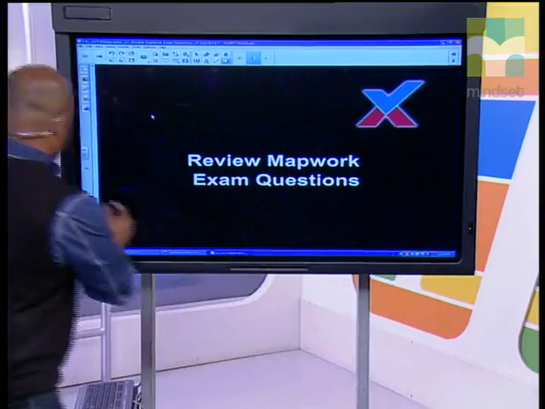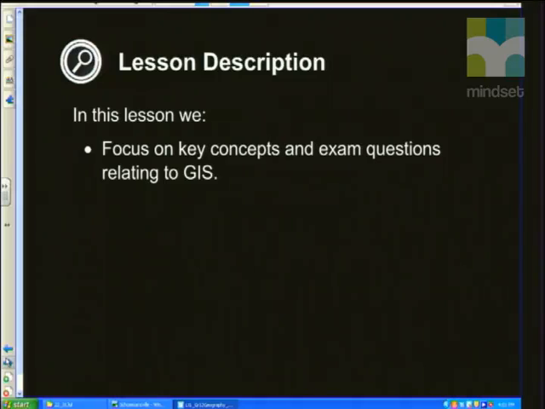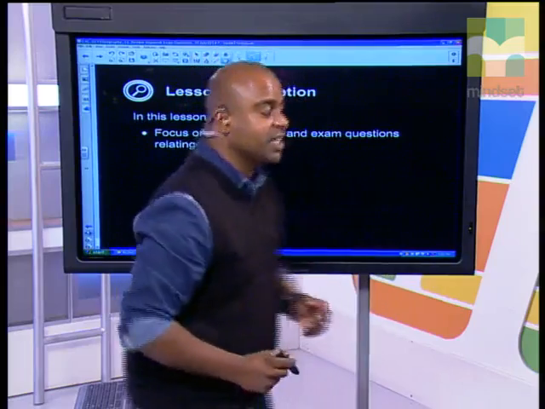GIS. Let's look at the focus of today's session. In today's session, we will focus on the key concepts and exam questioning techniques relating to GIS. In this segment, we will look at past question papers as well as ensure that all the content that you have been working with enabled you to answer the geography paper 2. So let's get straight into it.